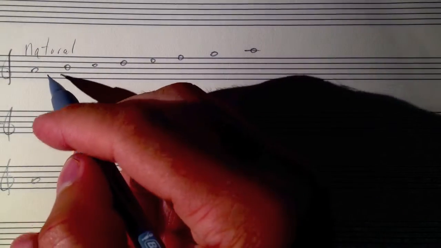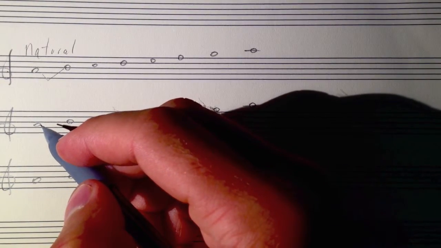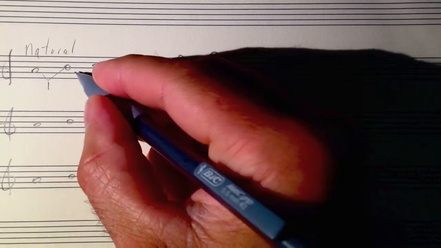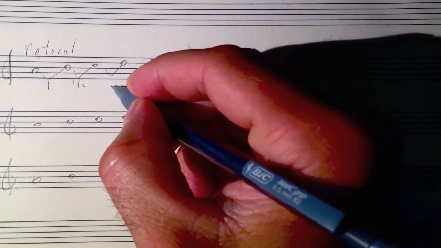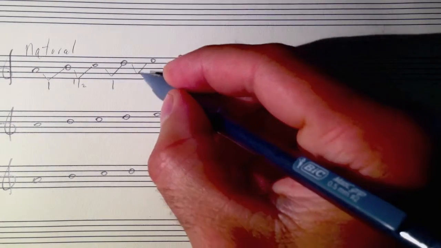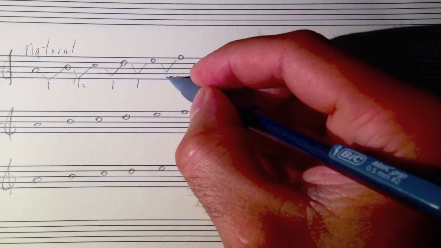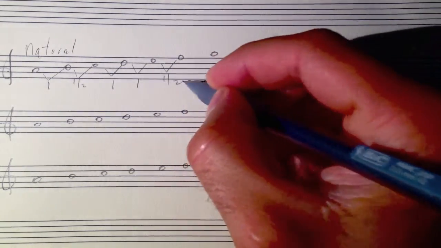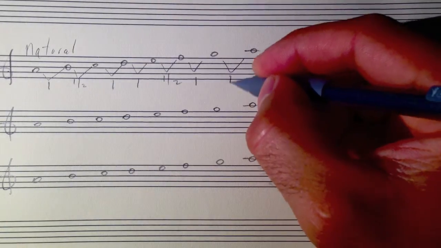Okay, let's look at the collection of whole and half steps. From an A to a B natural, whole or half step? Whole step. From a B natural to a C, here's your half step. From a C to a D, whole step. From a D to an E, whole step. From an E to an F natural, half step. From an F to a G, whole step. From a G to an A, whole step.